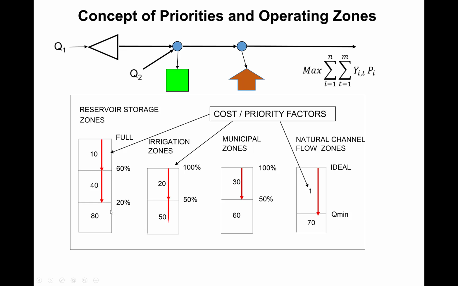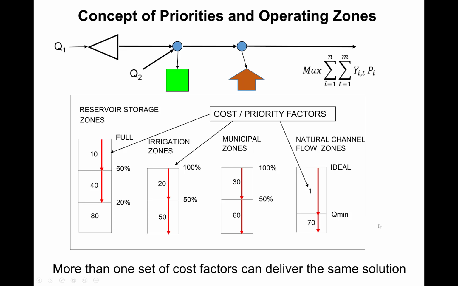Only after we have reached the bottom of the second storage zone shall the irrigation supply be completely shut off, as well as the municipal supply, and if there are further drought conditions, we will not be able to maintain the minimum flows. Now, you need to notice a few things.